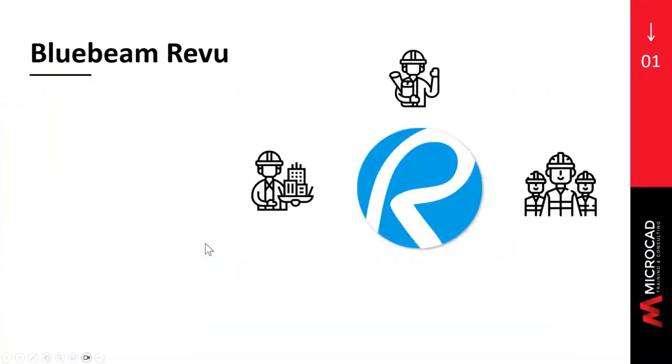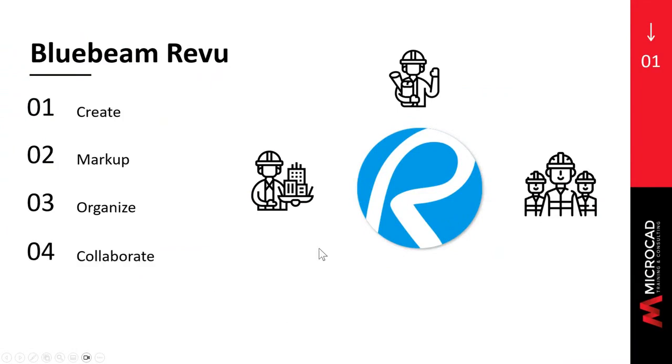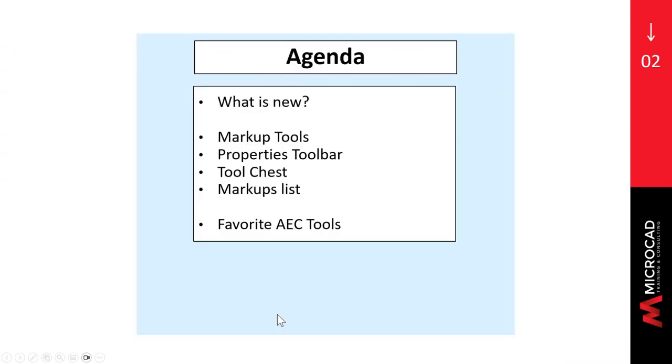Probably at this point you already know. This is the standard for the AEC industry when it comes to PDF and document management. We are going to be able to create PDFs inside of Bluebeam. We have integration with other software. The main feature that we are going to have is markups, definitely. Organization is included inside the software, and collaboration. So today we are going to focus on that markup portion of our software.